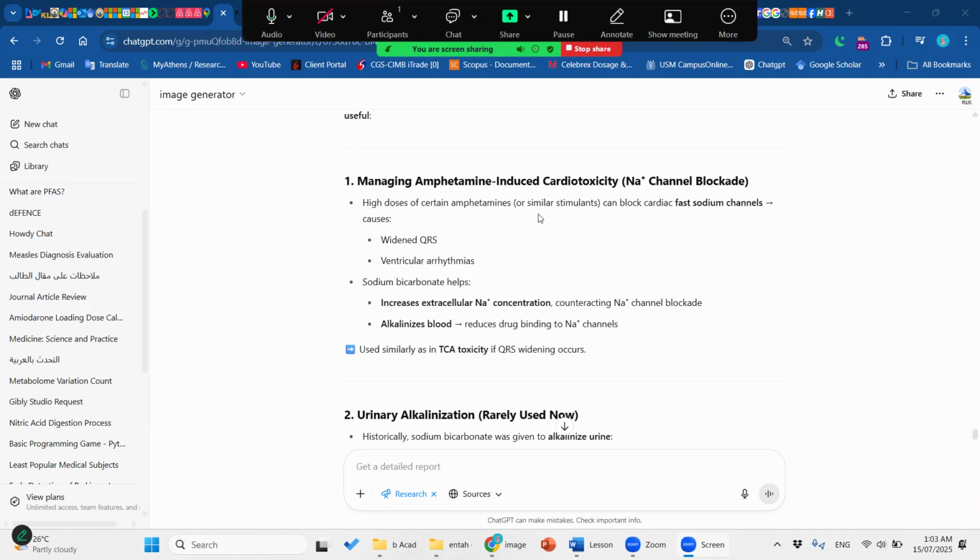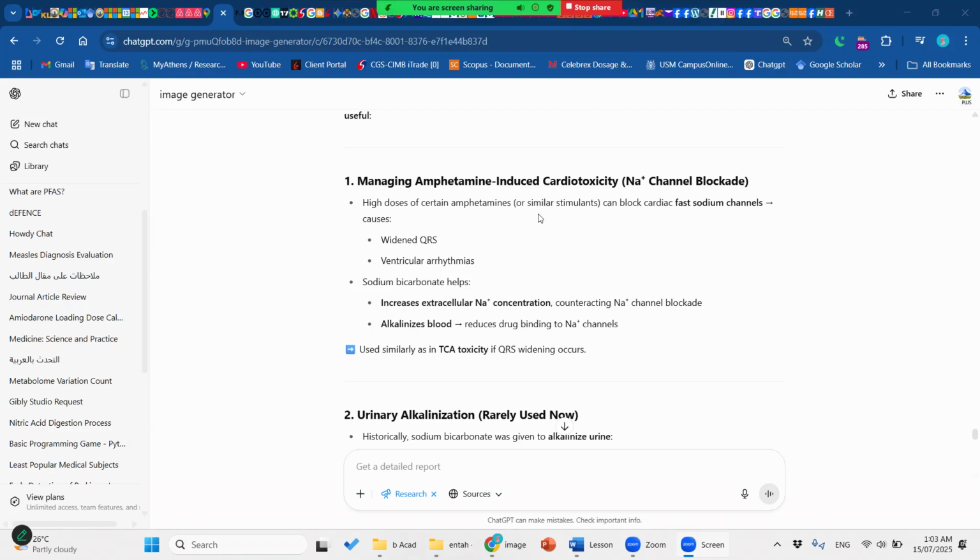So with regards to the question on amphetamine toxicity, basically we don't routinely give sodium bicarbonate in amphetamine toxicity, but there are two situations whereby we will give sodium bicarbonate.